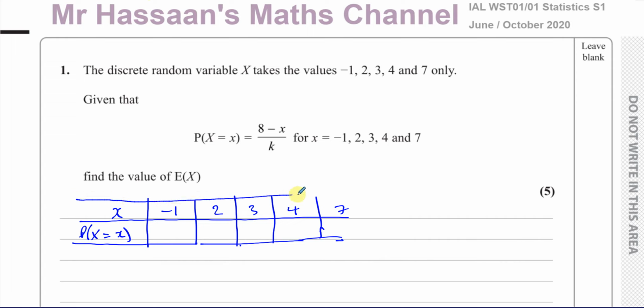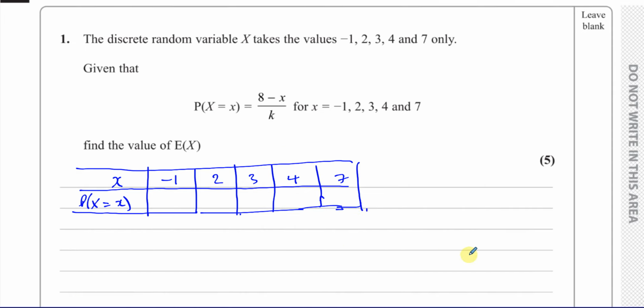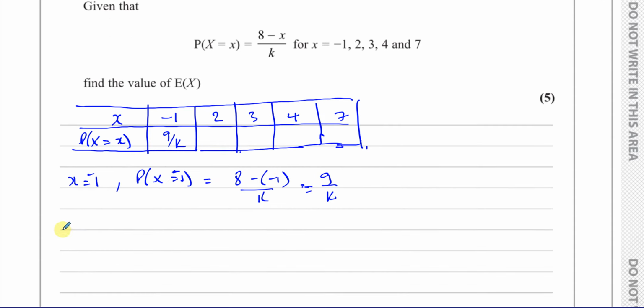I can calculate each of them quite easily because we have this formula. For example, when x equals -1, because that's the first value, you'll have 8 minus -1 over k, which gives you 9 over k. And then when x equals 2, the probability is 8 minus 2 over k, which is 6 over k.